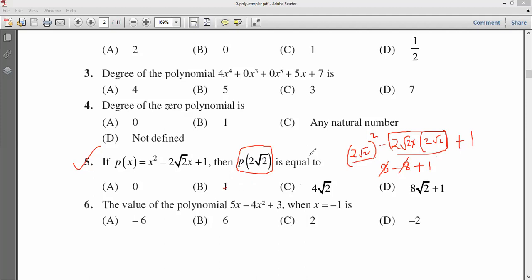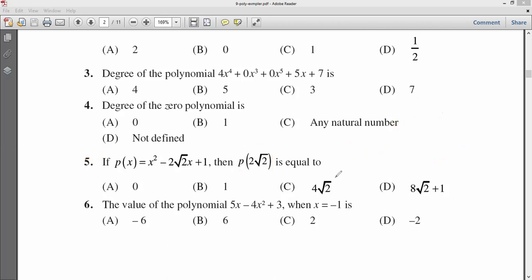But you should know the basic rule of calculation of irrational numbers like this, otherwise you will face problems. Most of the students who guess the answer will put either here or here. What do they think? Root 2 is coming, so it will be either this or one of these two. So unless you know the rules, you cannot calculate it properly.